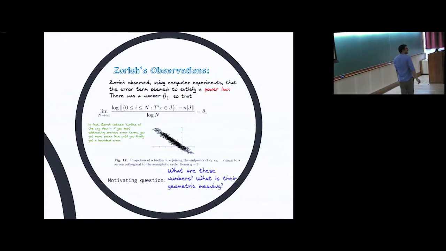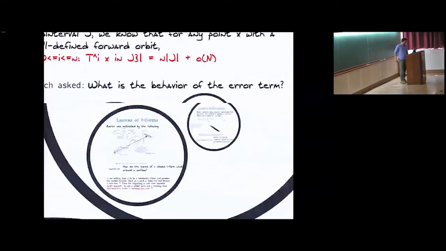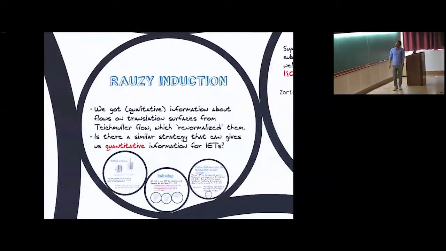But here, I think they do actually look like they lie in a line. Okay. So I want to tell you about these numbers. These numbers have meaning. They have geometric meaning. They are Lyapunov exponents. And I want to tell you what they're Lyapunov exponents of.